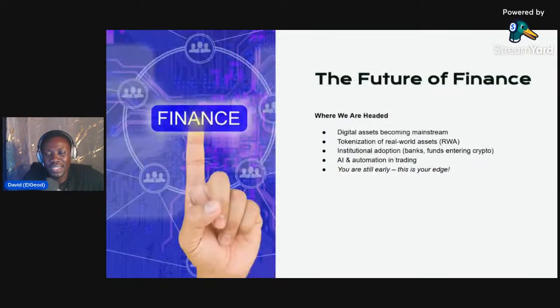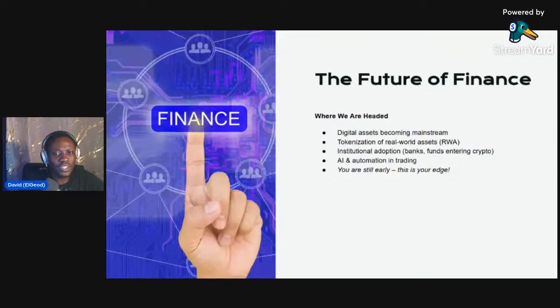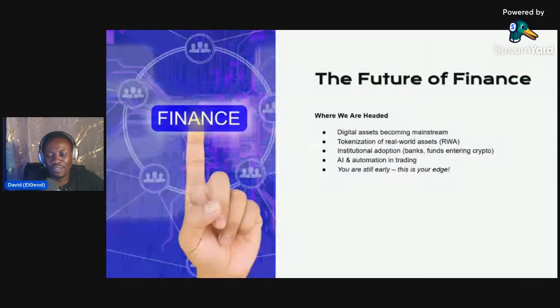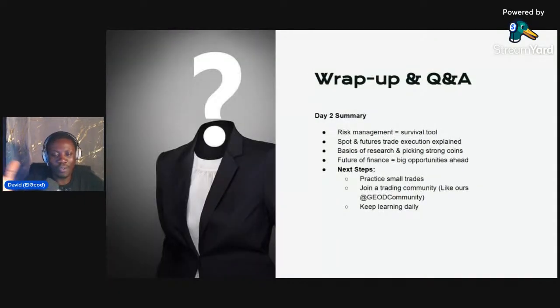The future of finance, where we are headed, is digital assets and tokenizations, artificial intelligence and automation. Banks and funds are already entering crypto. I just made mention of BlackRock, Grayscale, different organizations and firms that once critiqued crypto. Now they are really at the forefront of it. That's the future of finance, and that's all there is in this whole discussion. And of course, we have the wrap up moment of this talk.